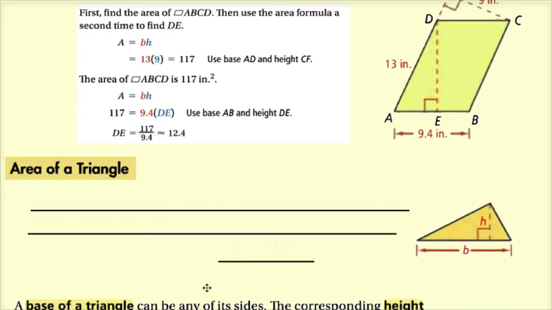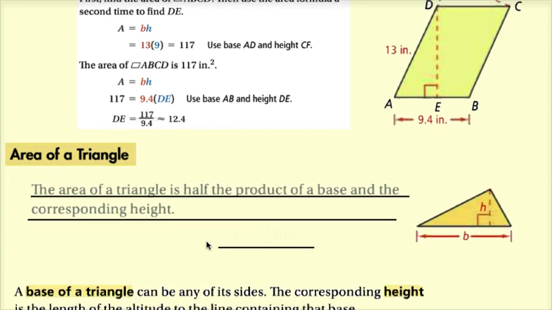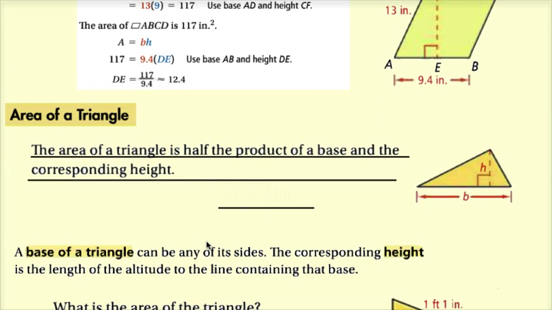Last formula we're going to do is area of a triangle. Area of a triangle is half the product of a base and the corresponding height. It's half the product. Product again means multiply, so you're going to multiply the base and the height, but this time you're going to take half. So area equals 1/2 base times height.